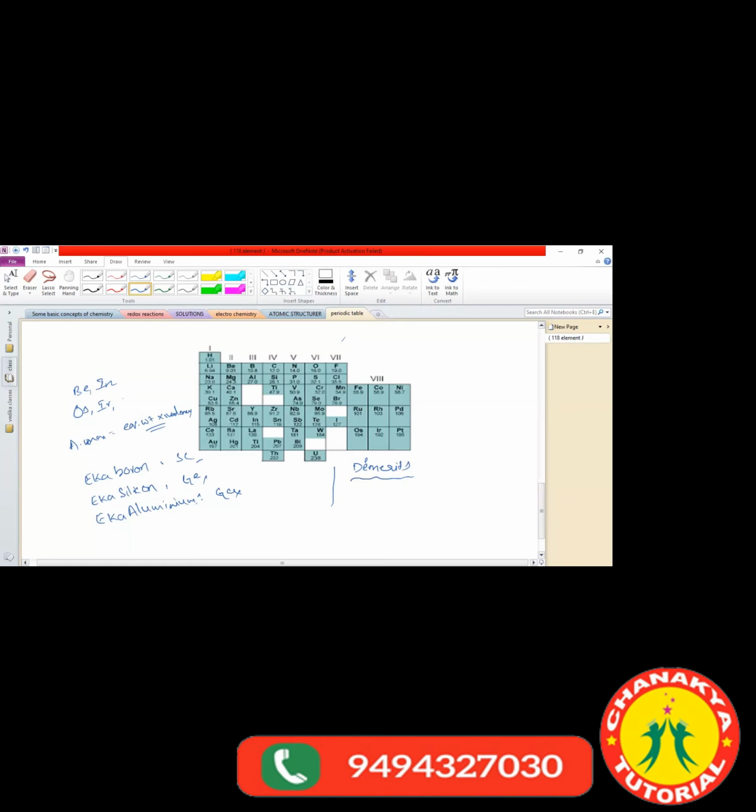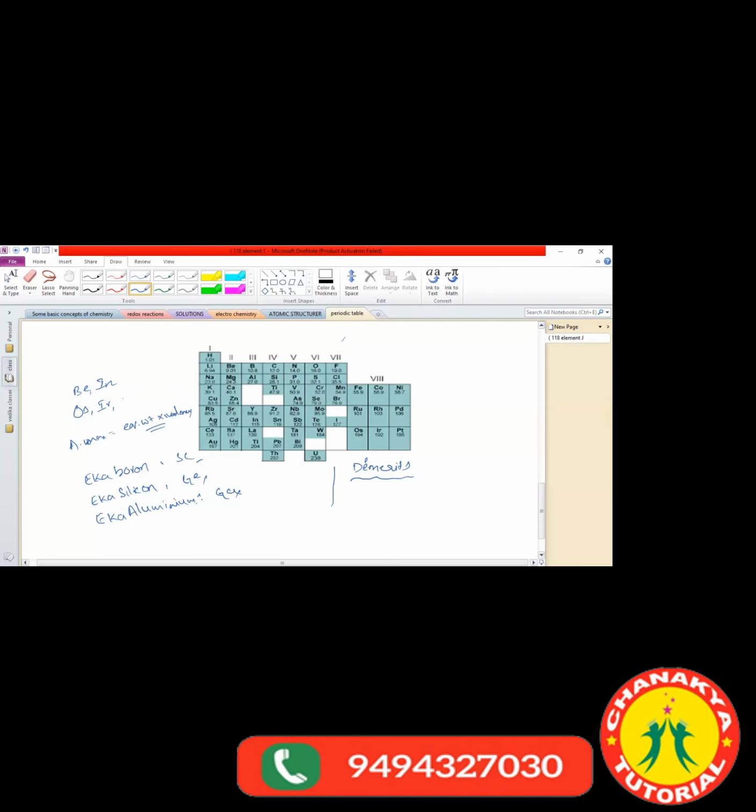In the modern periodic table, hydrogen is placed at the center. Is it placed at the center or not? Have you seen the modern periodic table? So they didn't give the exact position of hydrogen in a periodic table.